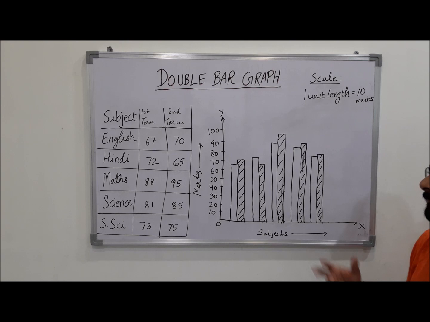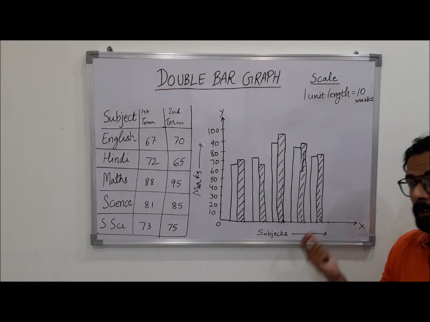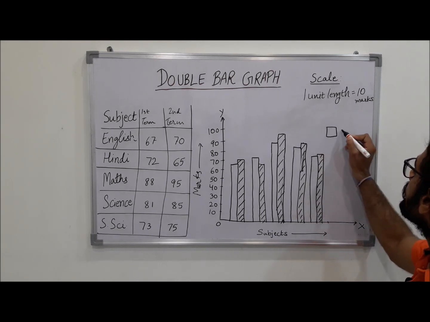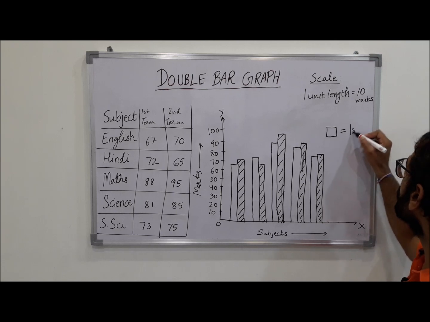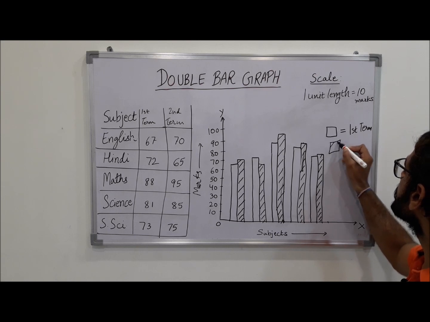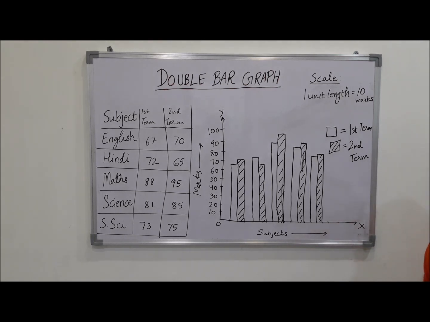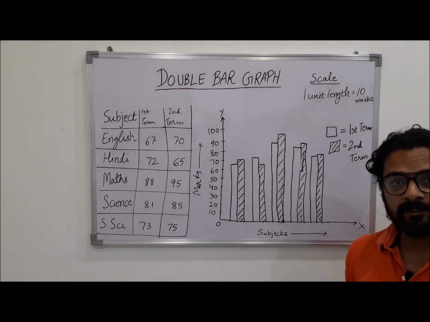Now the difference between the 2 bars for a single subject is very clear. The bars which are not shaded are for the marks in first term, and the shaded bar is representing the marks for the second term. This is how your double bar graph will look like for this question. I hope you are clear with this question now.